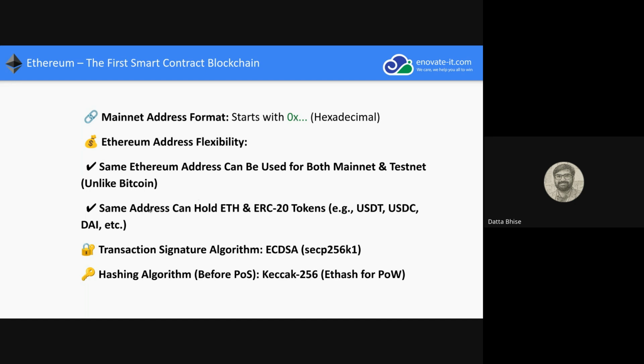And one more interesting thing: Bitcoin does not have smart contracts or tokens, but Ethereum has smart contracts. Currently our team is using ERC20, which we will get into in the next slide. But just consider one thing: an Ethereum address can hold balances of many tokens. It can hold the balance of the native coin, ETH. The same address can hold balances of USDT, USDC, and other coins.